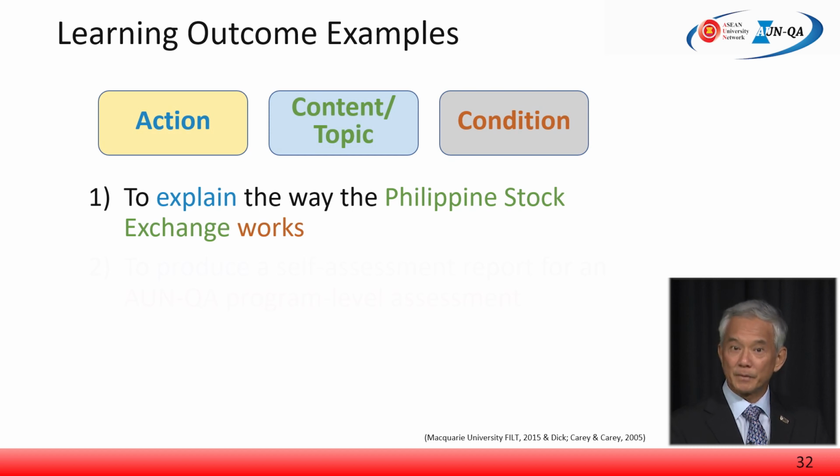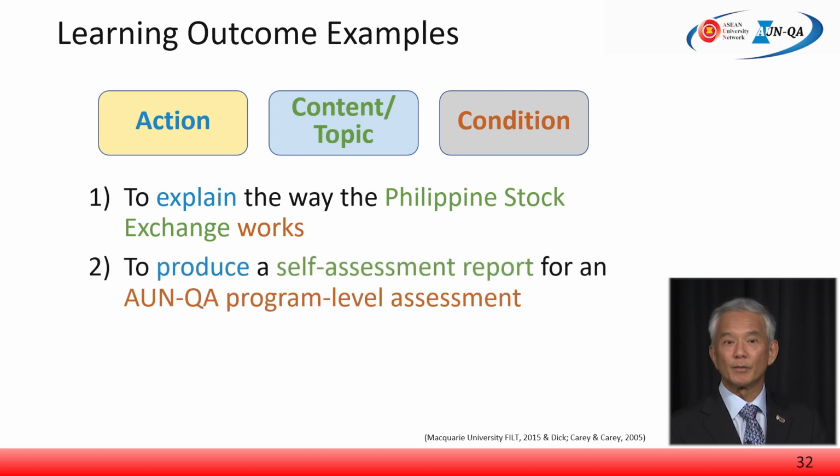As another example, the second example in the PowerPoint slide, to produce. Produce is the action. Produce what? Produce a self-assessment report. The self-assessment report is the content. And the condition? The condition is to produce the self-assessment report in order to do an AUN-QA program level assessment.